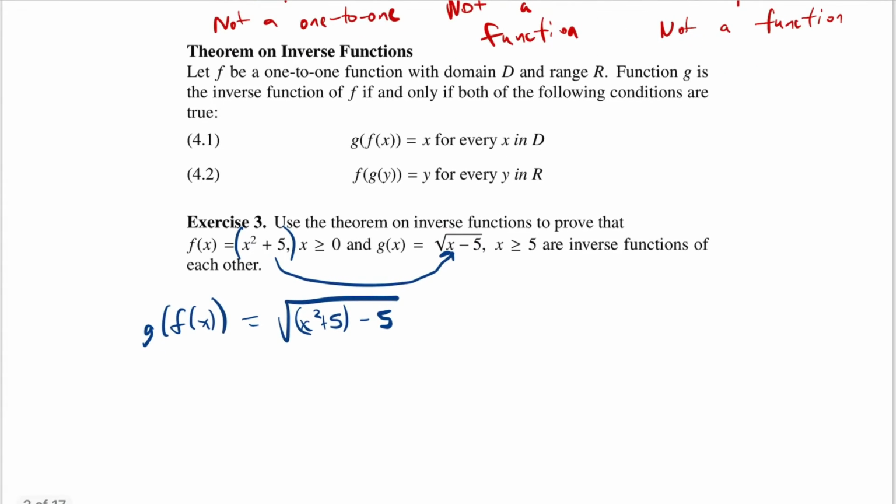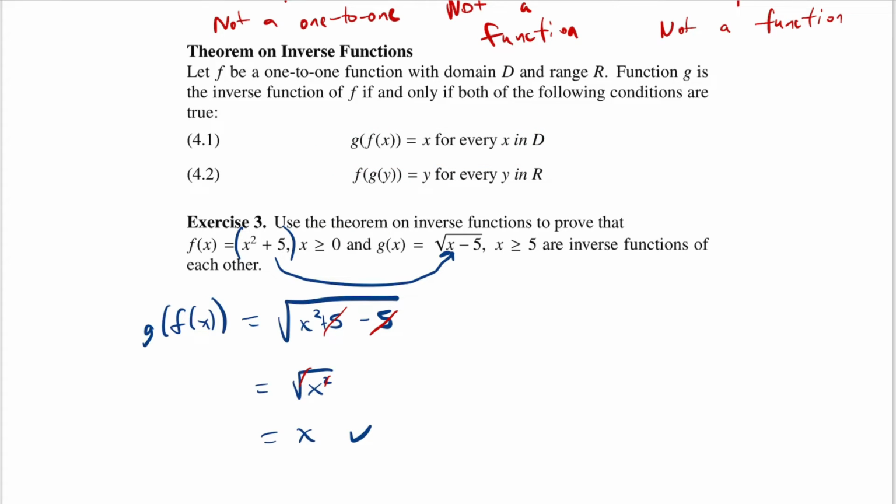Well, notice the parentheses don't really make a difference, so we can get rid of the parentheses. And when you do that, you'll see that the 5's cancel each other out. And then we have the square root of x squared. The square and the square root cancel out, which leaves us with just x. And that's exactly what we're trying to achieve.